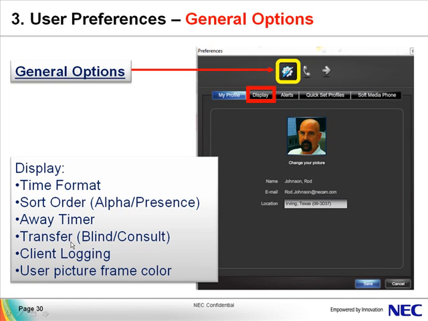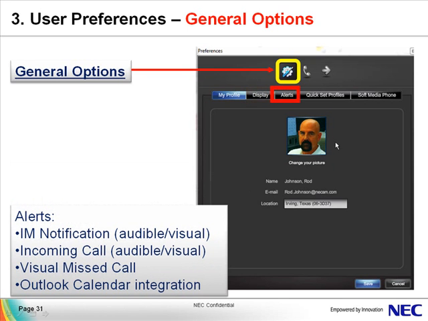I can also set up how I want transfers to operate at default. Do I want it to be a blind transfer or a consultative transfer? I can set up logging levels for the client. Generally, you just leave that at normal. I can also change how I want the picture frame. So here you can see that there's a light blue picture frame. You can choose some other colors that you want to go around people's pictures.